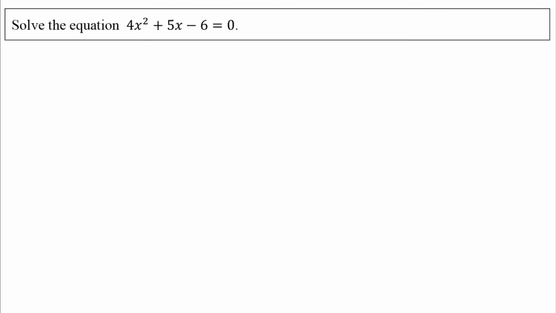We will need the same skills here to be able to factorize 4x squared plus 5x subtract 6, but that's not as easy as the previous ones because the coefficient of x squared and the number on the end are not prime numbers. Let's take the opportunity to revise the ACB method. We've got an A of 4, a B of 5, a C of negative 6, and A times C is negative 24.